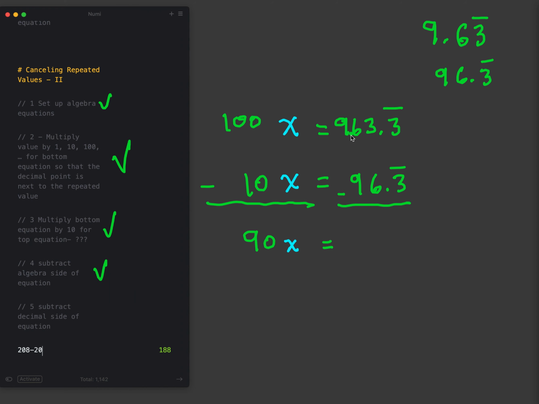And to subtract the decimal side of the equation, I have 963.3 repeating minus 96.3 repeating. Of course, my repeating decimal places cancel, just like I want them to. And then I have to do 963 minus 96. Well, I'll just do this one by hand instead of the calculator.